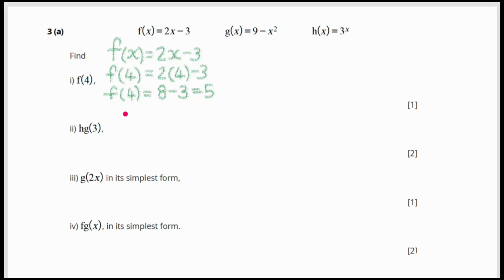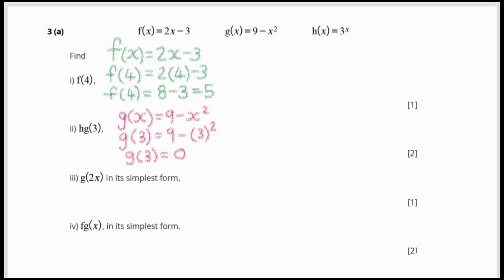Now we know that g of x is equal to 9 minus x squared. So if we now substitute x equals 3, what will it be? It will be 9 minus 3 squared. What is 3 squared? 3 squared is equal to 9. So it is actually 9 minus 9. So that means g of 3 is equal to 0 since 9 minus 9 is equal to 0.